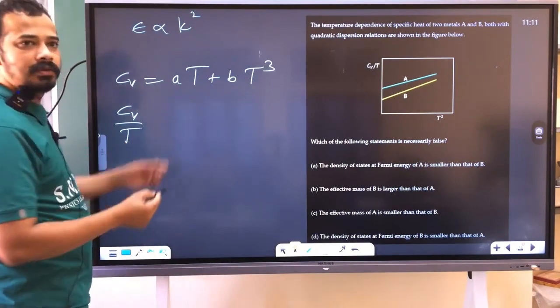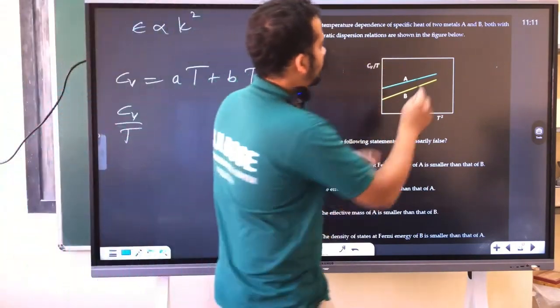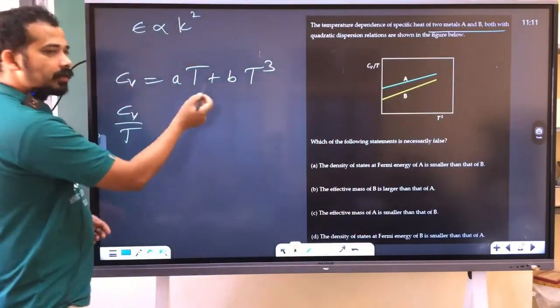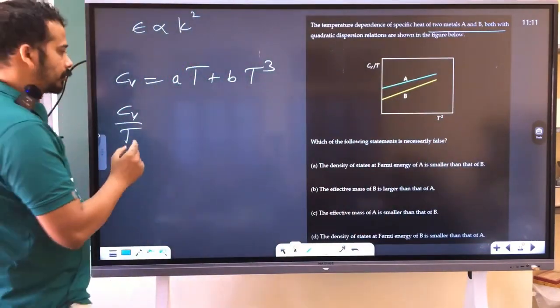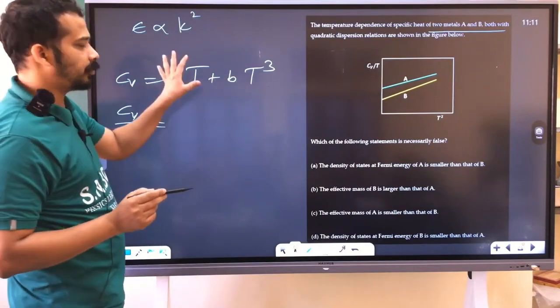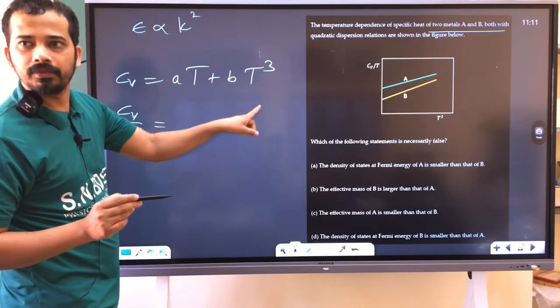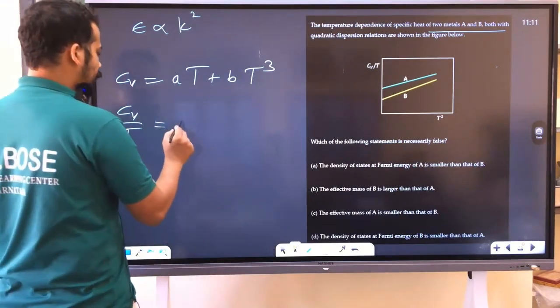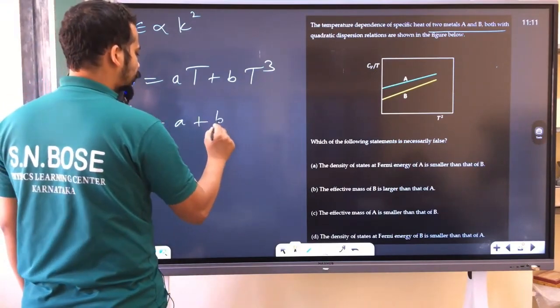These are metals. That's why there is an electronic contribution and a lattice contribution. In an insulator this electronic part will not be there, only the lattice part will be there, because free electrons will not be there. Very simple. But this one is A plus B T squared.